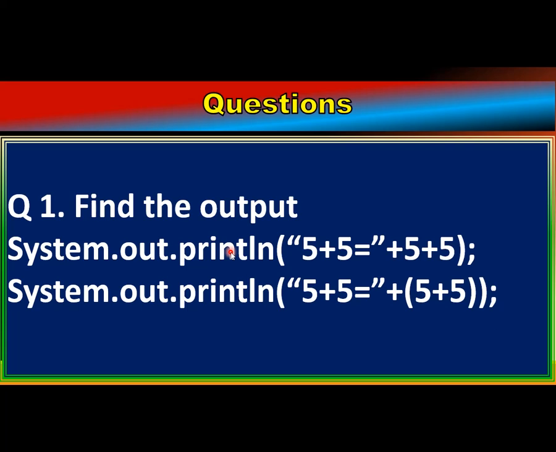Next, look at some questions. First is System.out.println("5 plus 5 equal to" + 5 + 5), and the next statement is System.out.println("5 plus 5 equal to" + (5 + 5)). In these two expressions, here there is no bracket, here there is a bracket. So what will be the output?